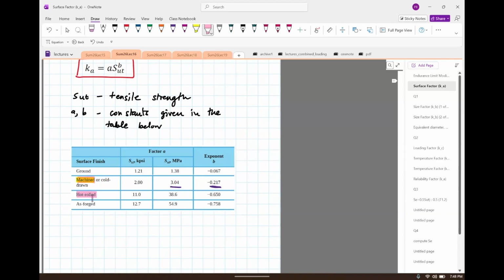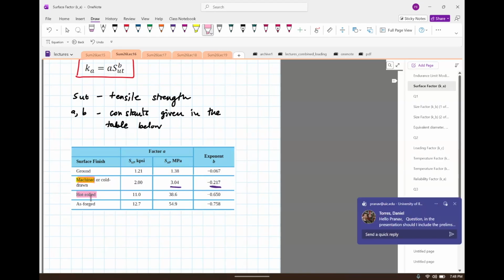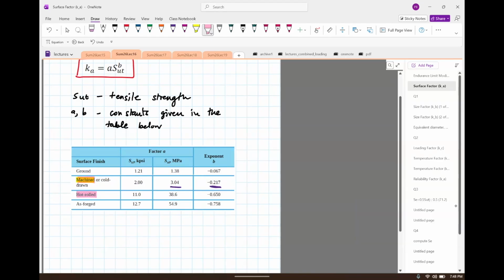Let me just go with the hot roll here. I should be more clear, explicit about what factor to use. So hot rolled is what we'll go with. I'll be very careful about what I give in the exam, but let's go with hot rolled. For hot rolled, we have A equals 11, B equals minus 0.65.